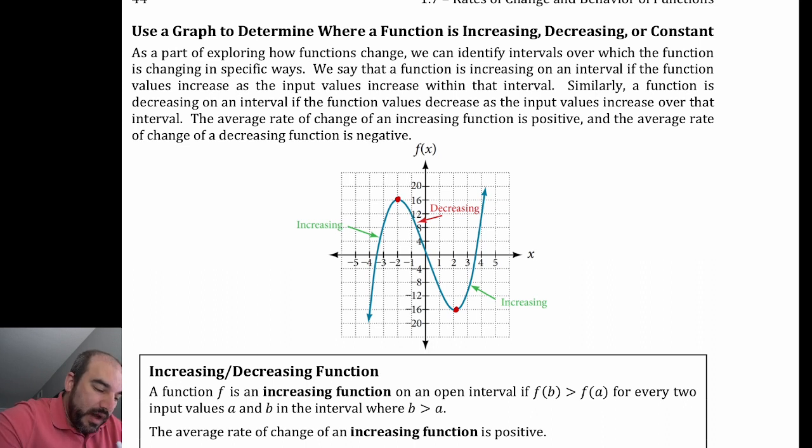If a point left to right is moving up on a graph, then that's considered increasing over that interval. If the point would be moving down, like this part in the middle here, that's a part of the graph that's decreasing.